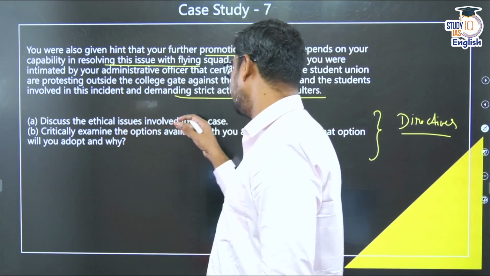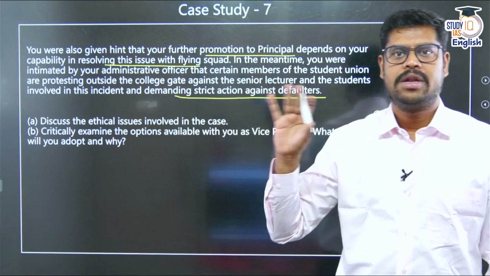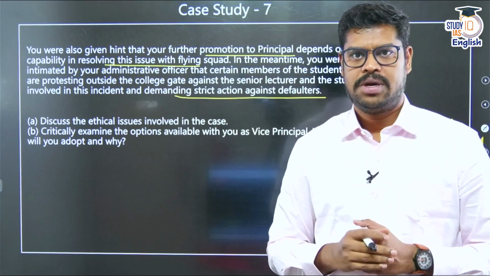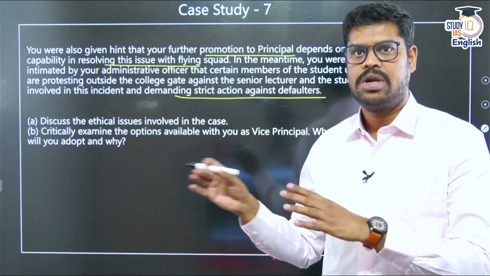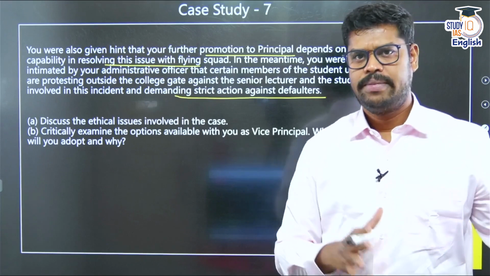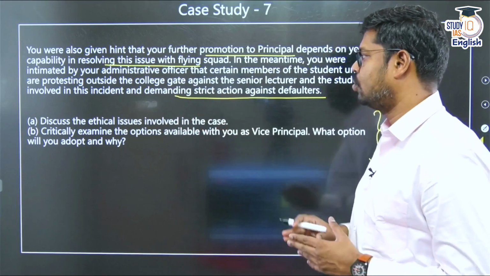Discuss the ethical issues involved in this particular case. What do you think is not an appropriate thing to do as per the value system and norms in society, or according to your own conscience? What do you think is not appropriate? Those are all the major ethical issues. So first, try to identify the ethical issues. Anyway, it has been asked as a directive also.